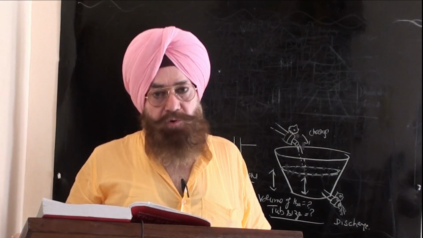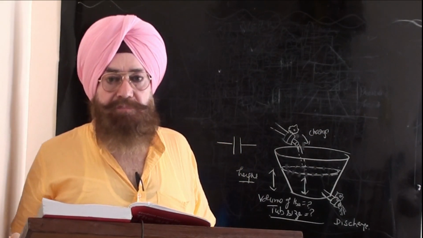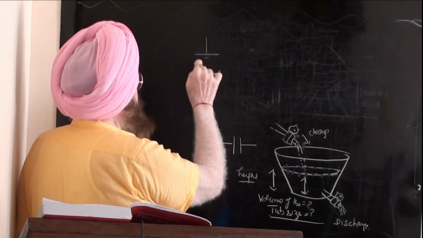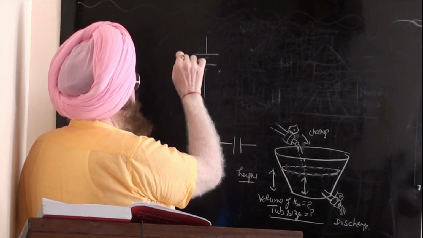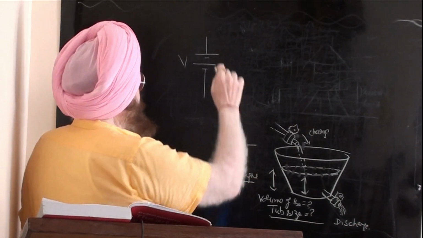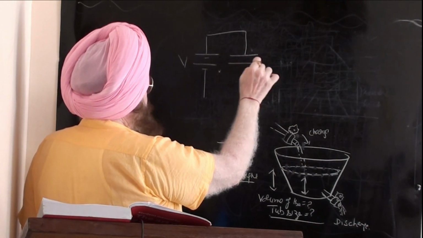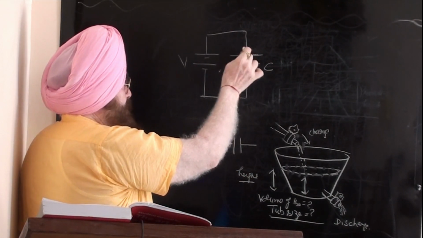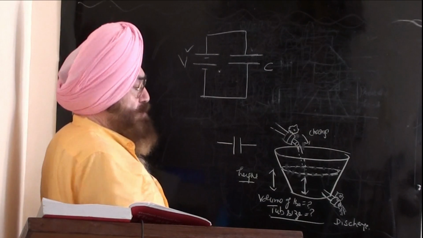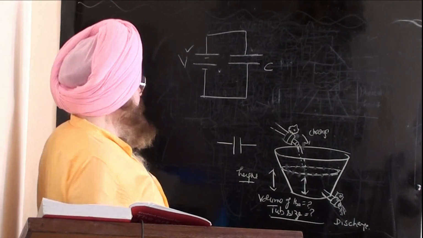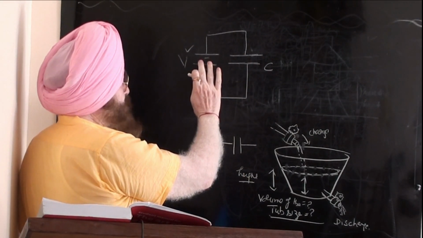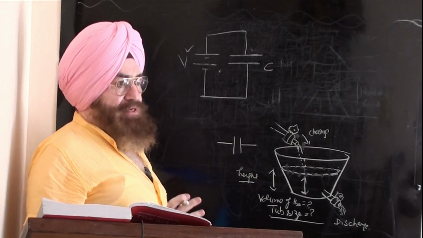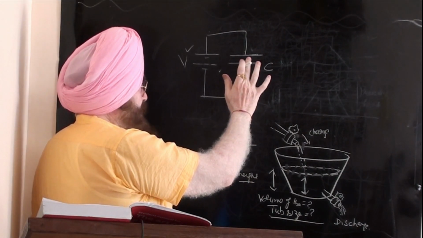You know very well about a capacitor and its principle. Let's say I have a voltage source V, and a capacitor of capacitance C is connected to this voltage source. Then this capacitor will draw the charge from the voltage source. It will draw the charge, and we say it is charging, it is charged.